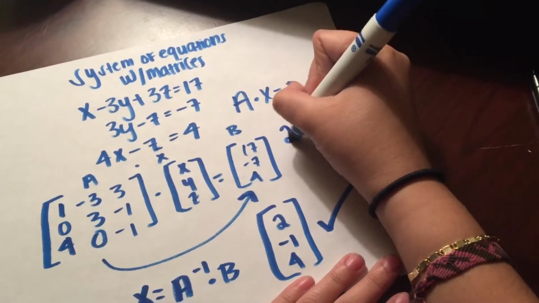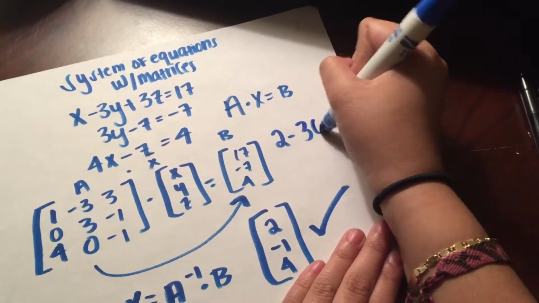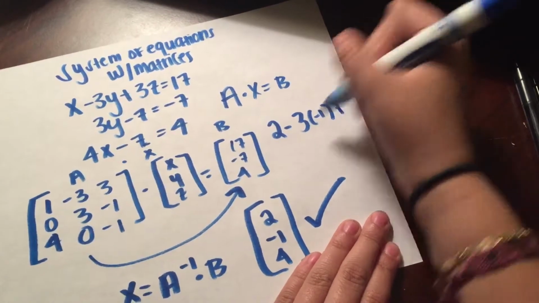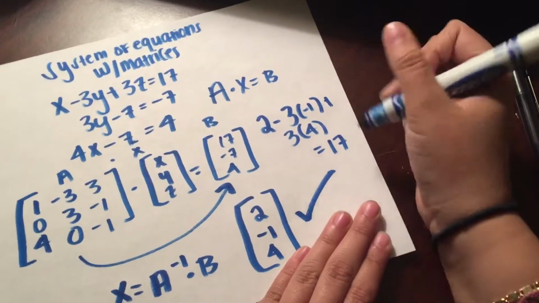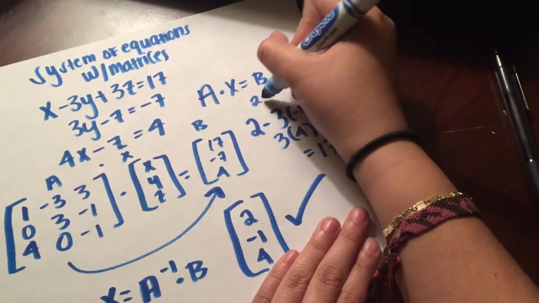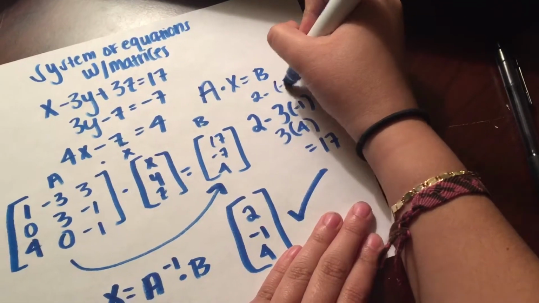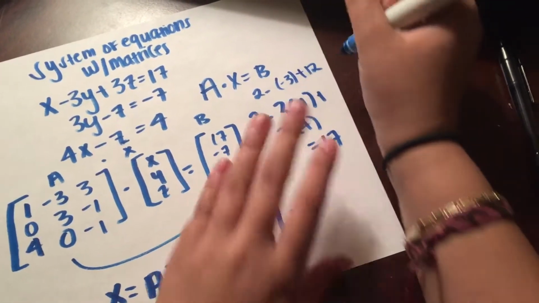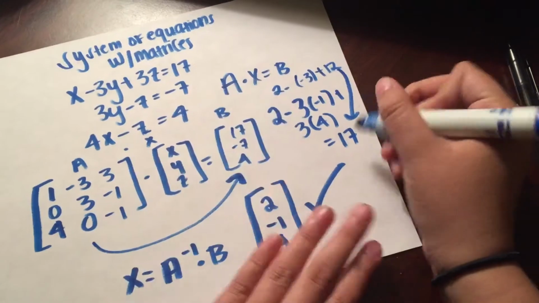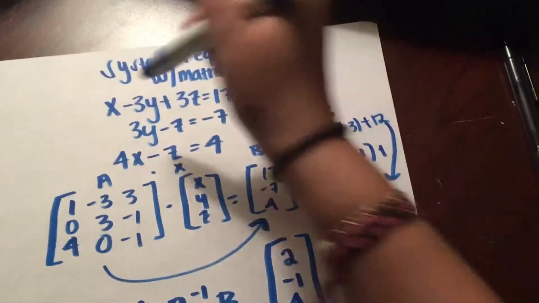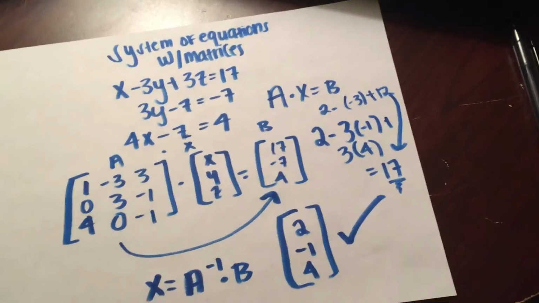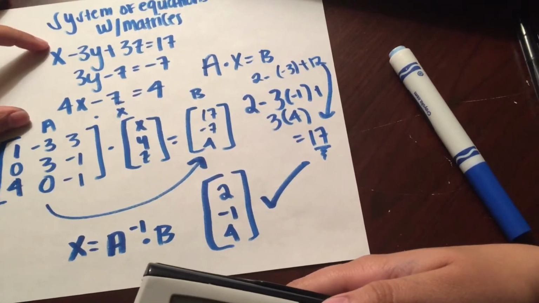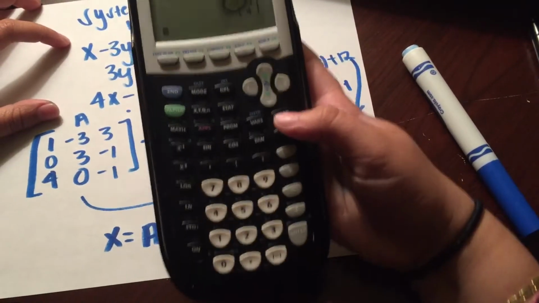So this is going to be 2 minus 3 times negative 1 plus 3 times 4 equals 17, which is correct because it's 2 minus negative 3 plus 12, and if you do the math, you know that it is indeed 17, and you can check with the other two equations, and you know it's right. So that is how you figure out a system of equations with matrices on a calculator.